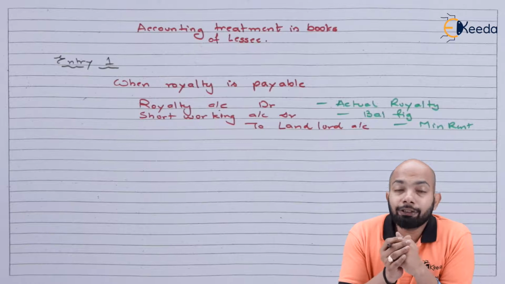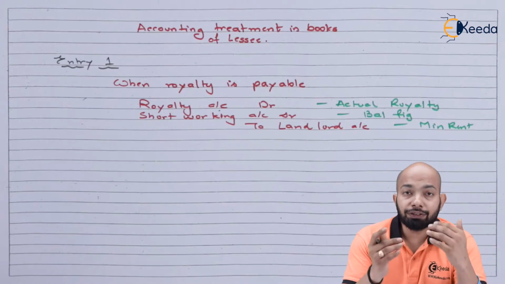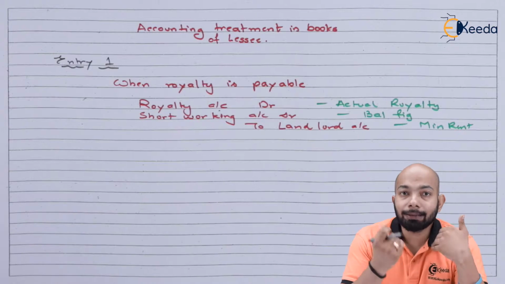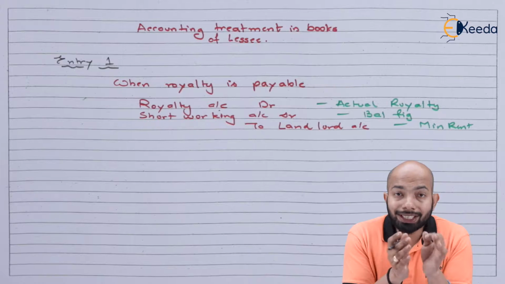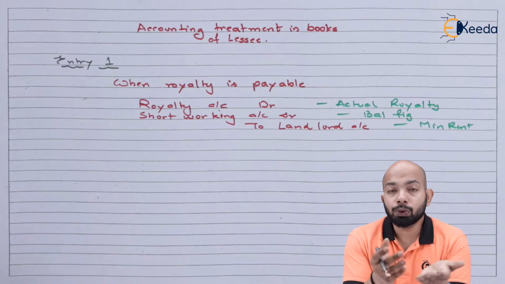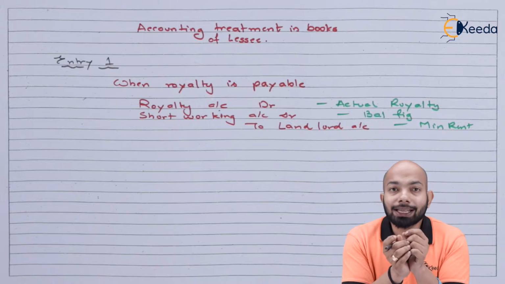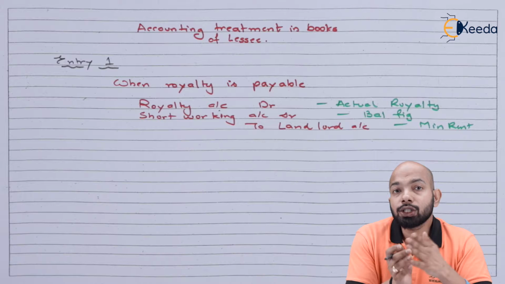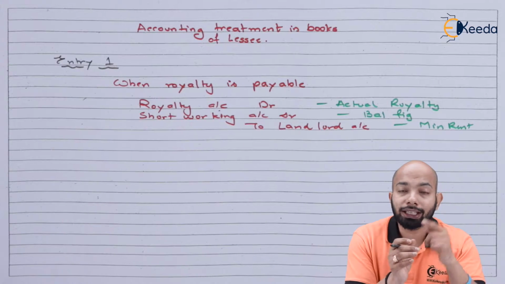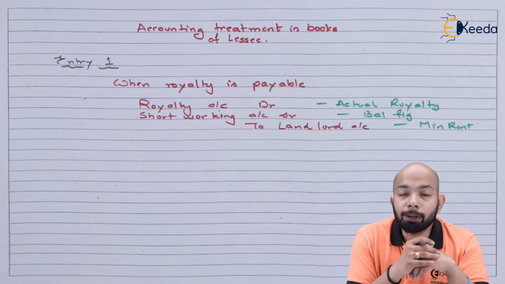The first entry that we have passed here is when royalty is payable. If I am the lessee, I am using your rights, that means I am supposed to pay you royalty. In that scenario, the entry that will be passed is royalty account debit, as it is an expense for me, to landlord account. This is the basic entry that will be passed.